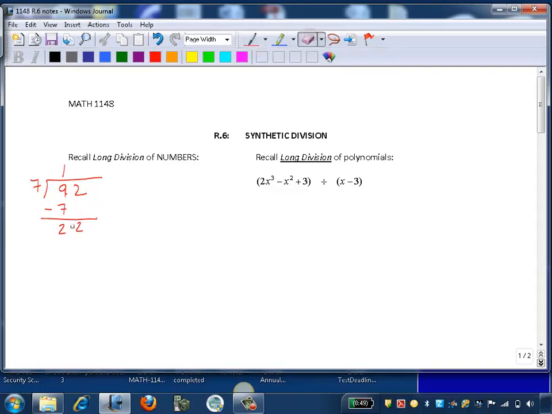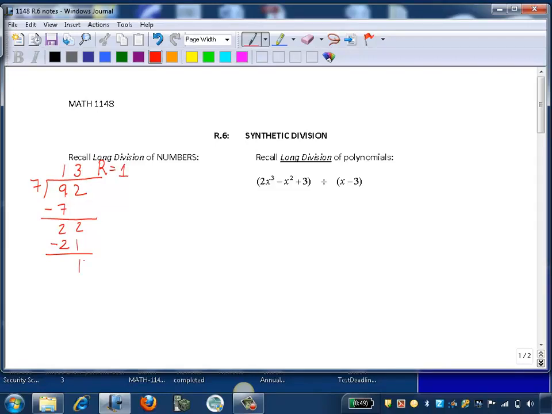And then we repeat the process, so we want to see how many times does 7 go into 22. So 22 divided by 7, so 7 goes in 3 times evenly. So we multiply down 3 times 7, which gives us 21. Then we subtract. 22 minus 21 is 1. So we're left with that 1, which is our remainder. Remember, we'll say our remainder of 1.